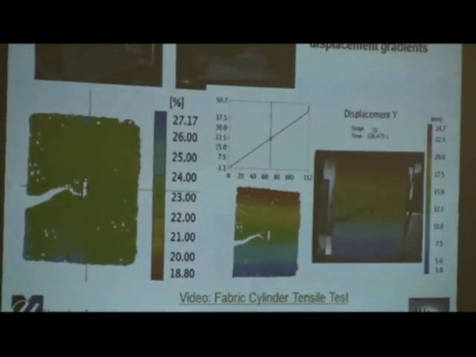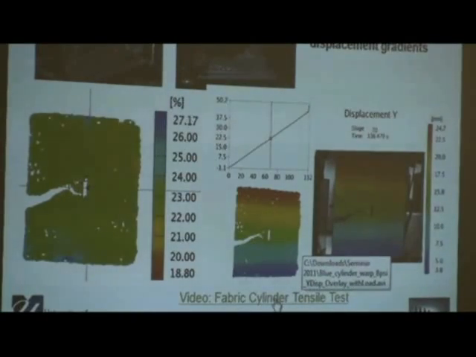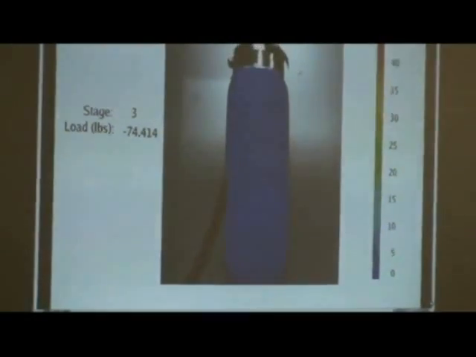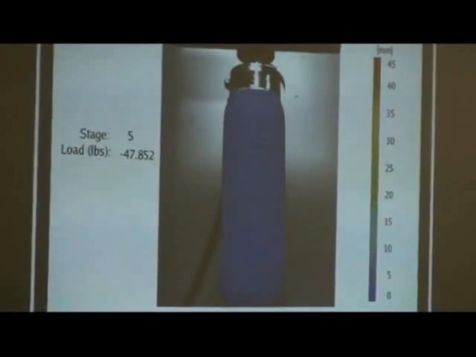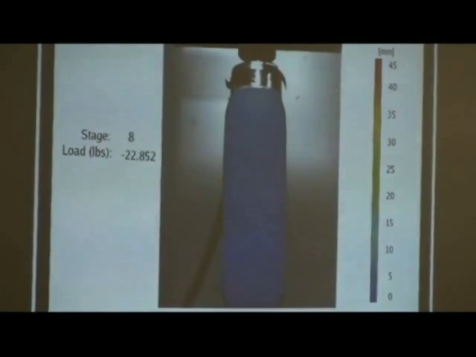And let me show you a video that demonstrates that. And hopefully this will come up without issue. Okay, good. So this is basically a cylinder of fabric. We've pressurized the inside of it.